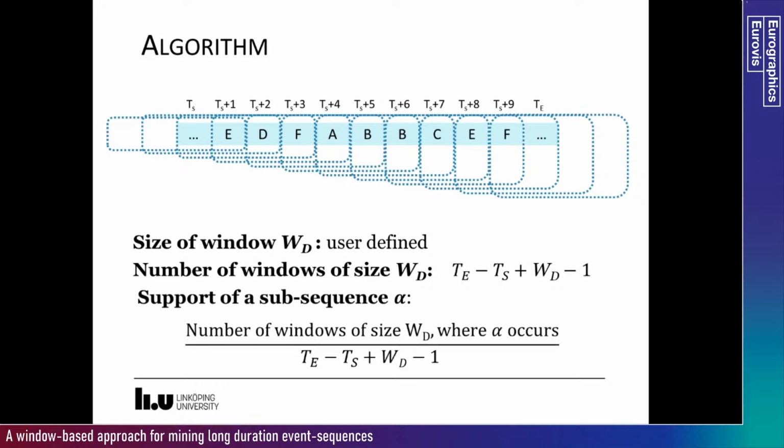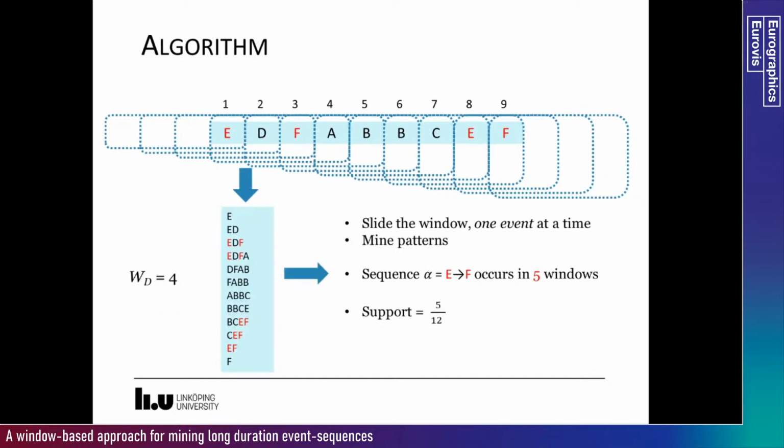The support of a sequence alpha is defined as the fraction of the total number of consecutive windows where alpha occurs. And alpha is a pattern if its support is above a given user-defined threshold sigma. So, for example, if we assume a sequence where events have no duration or equal duration of 1 time unit and define a window of size 4, we slide the window 1 event at a time and then mine the resulting sequences. We can then see that the sequence E followed by F appears in 5 windows and has a support of 5/12.